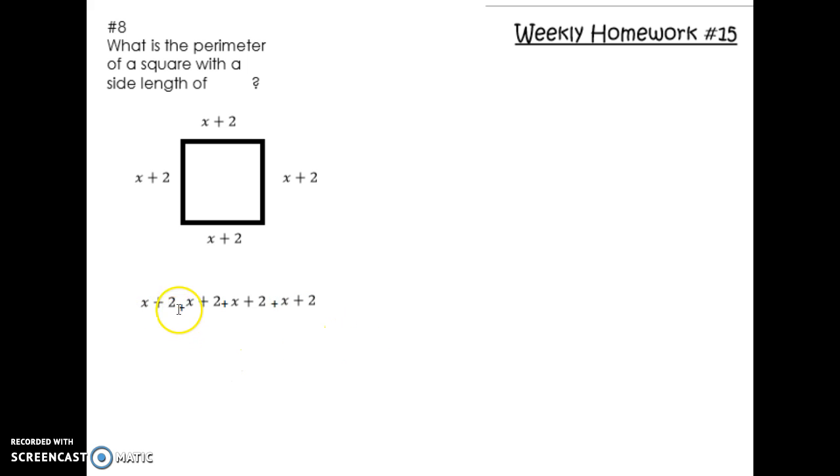So x plus 2 plus x plus 2 plus x plus 2 plus x plus 2. Then if you can simplify it, you have your answer. Remember, you can combine like terms. When a letter is x, like it says x without any number in front of it, we know there's an invisible 1 in front of it. It's the same as saying 1x or 1 times x. So that's what you guys can leave this as.